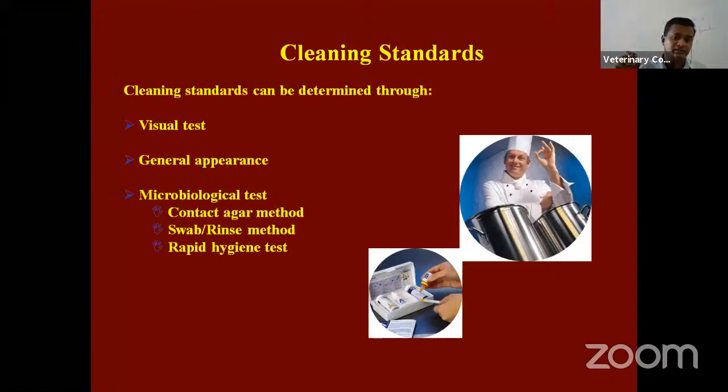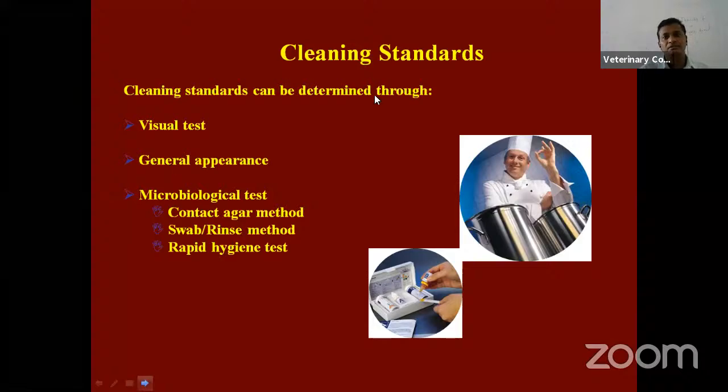The second is the rinse method. Take a known volume of the diluent, put it in the utensil or food contact surface, rinse it properly, collect that, and a representative portion or the entire portion you put over the agar, just like the standard plate count you perform, and know the microbial count. Then the rapid hygiene test. There are so many chemistries associated with that. We'll discuss these tests in the laboratory class in detail.